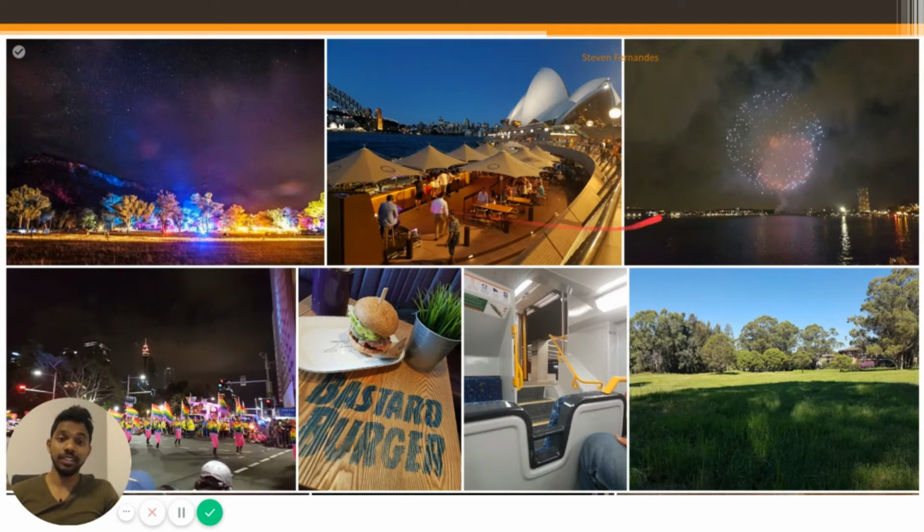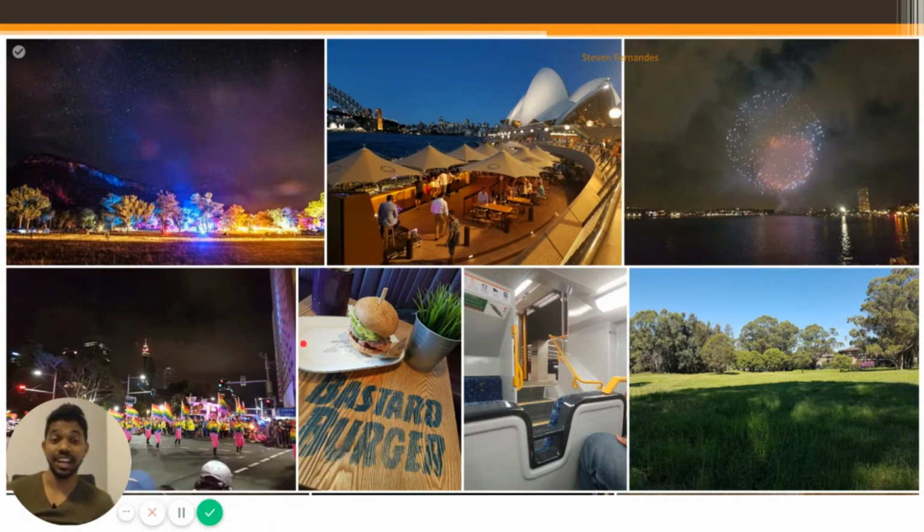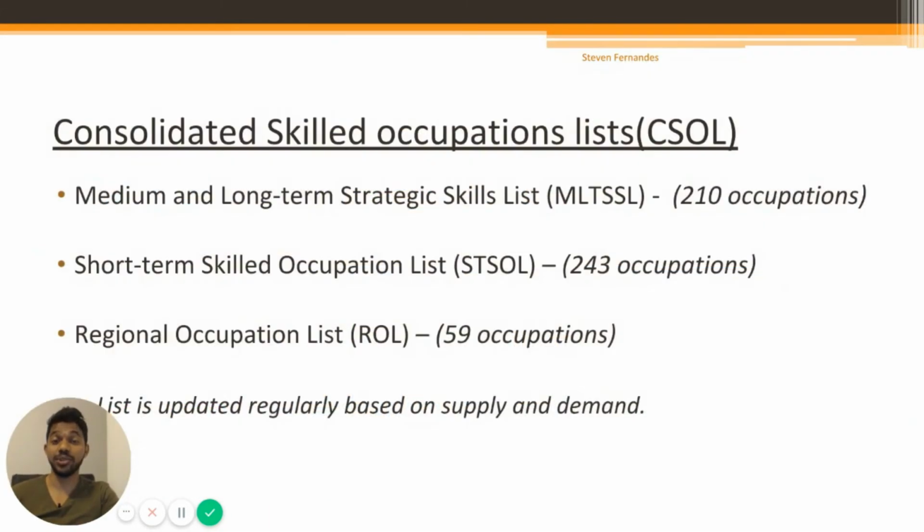This is the fireworks on New Year's Eve. Public transport is very good. Food is excellent. So things are really beautiful here in Australia, and I feel really blessed to be here. So you have something to look forward to if you do succeed in getting one of those visas that we're talking about.